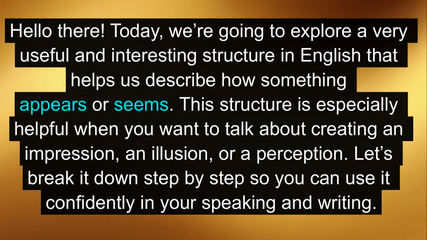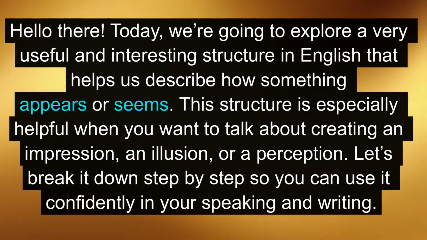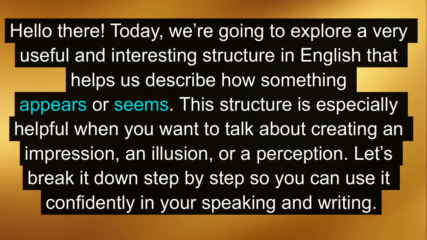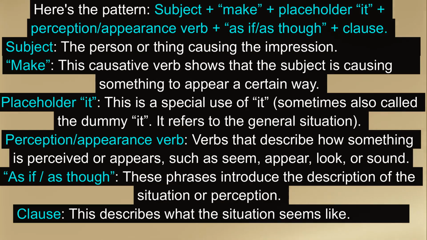Hello there. Today we're going to explore a very useful and interesting structure in English that helps us describe how something appears or seems. This structure is especially helpful when you want to talk about creating an impression, an illusion, or a perception. Let's break it down step by step so you can use it confidently in your speaking and writing. Here's the pattern. Subject plus make plus placeholder it plus perception, appearance, verb plus as if, as though plus clause.